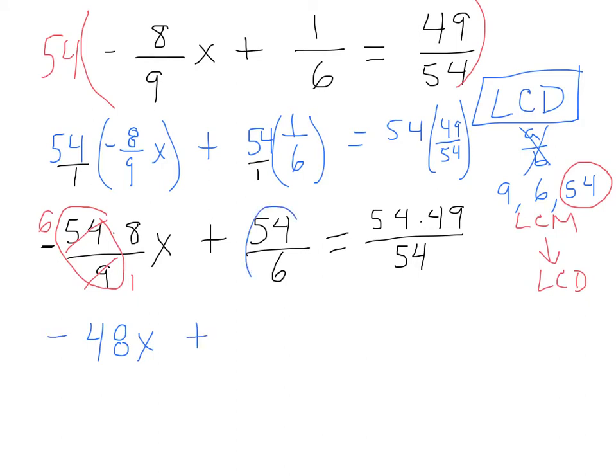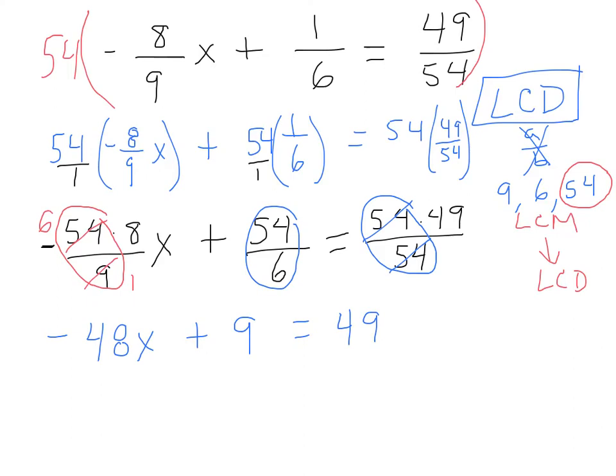Here, these were designed to cancel out. 54 divided by 6 is the 9. And here, look, it canceled out beautifully. 54 divided by 54 is 1, times 49 is 49. Couldn't have asked for something that looked any better.